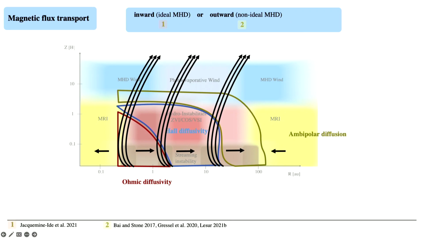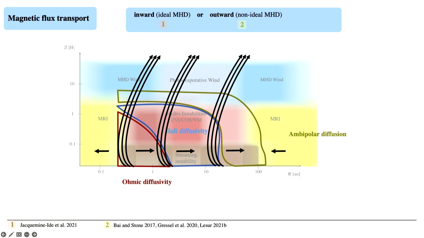Okay. What is now crucial, and this is something you should really take home, is that we have to understand the magnetic flux transport. There are now works starting on that. We have to understand how the vertical magnetic field is actually advected. We now think that in these parts where the turbulence is very efficient, the advection is inward, while in the non-ideal dominated regimes, the advection is outward.